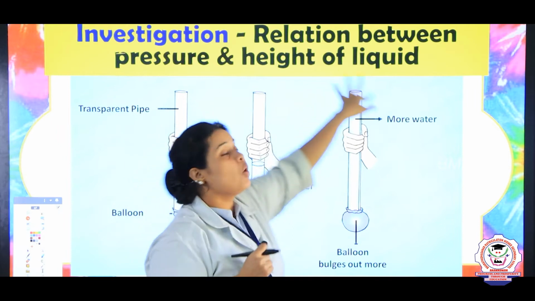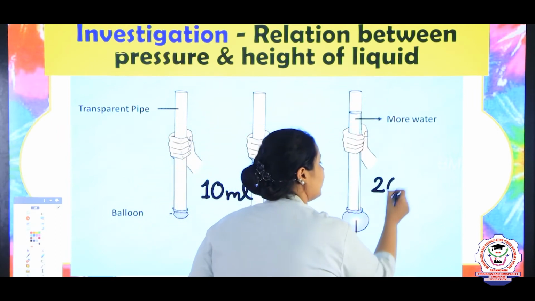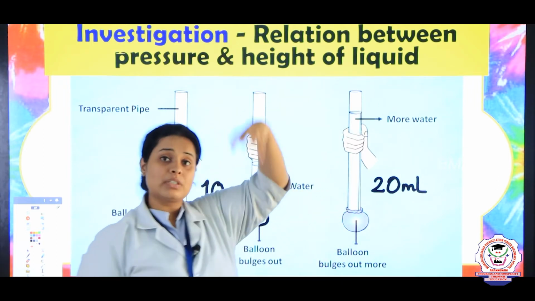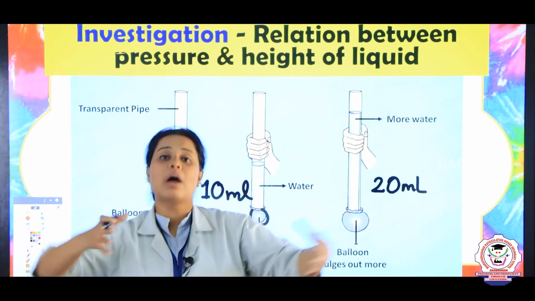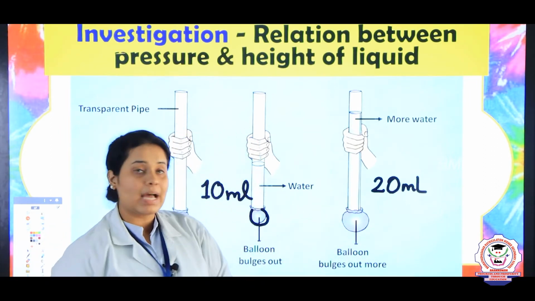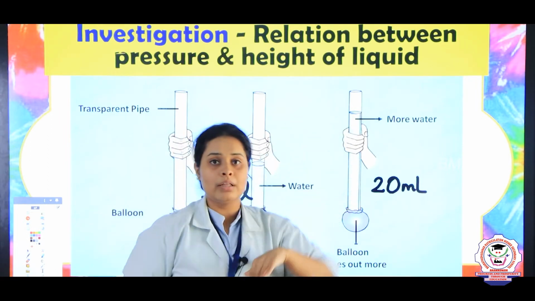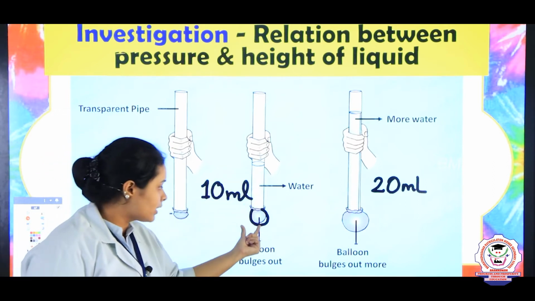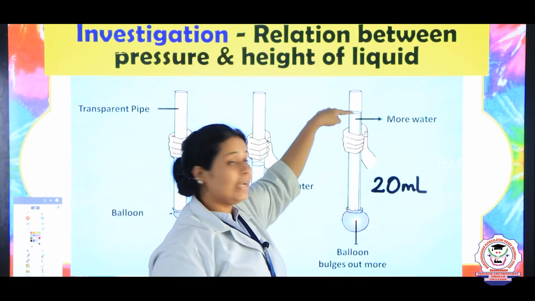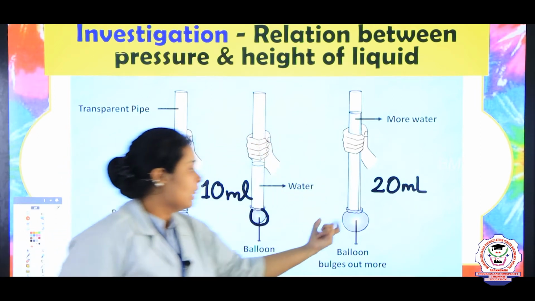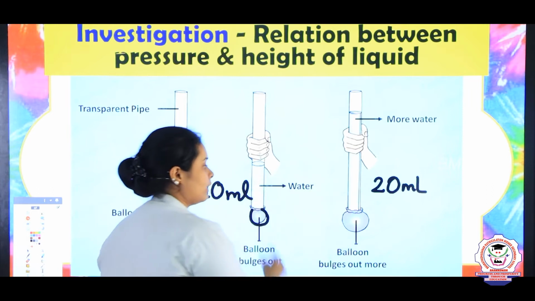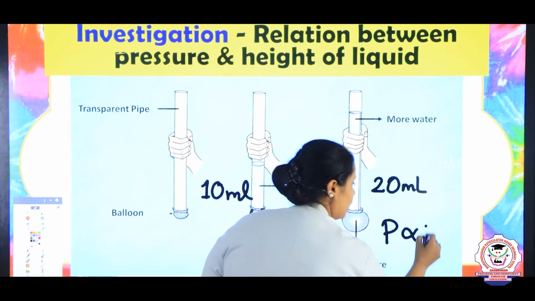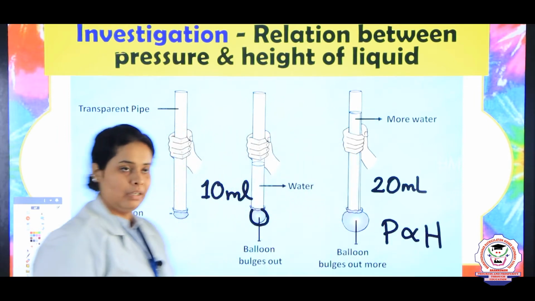In the same way, if you add more water, here you are adding 20 ml of water. When you add 20 ml, you will see that the pressure given by the liquid on the balloon stretches it more, and it bulges. So you can say that as the height is more, the pressure exerted is also more. Here the height is less and the pressure exerted is also less, but when the height, that is the amount of water, increases, the pressure also increases. So children, you can write it as: the pressure is directly proportional to the height of the liquid, okay.